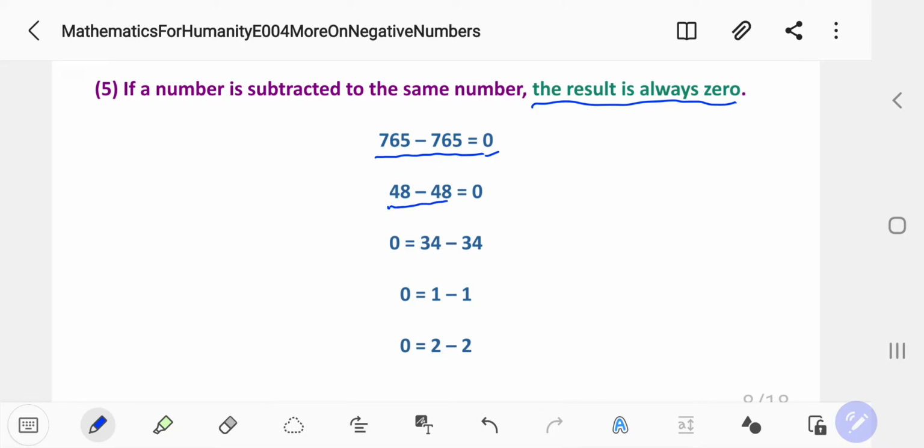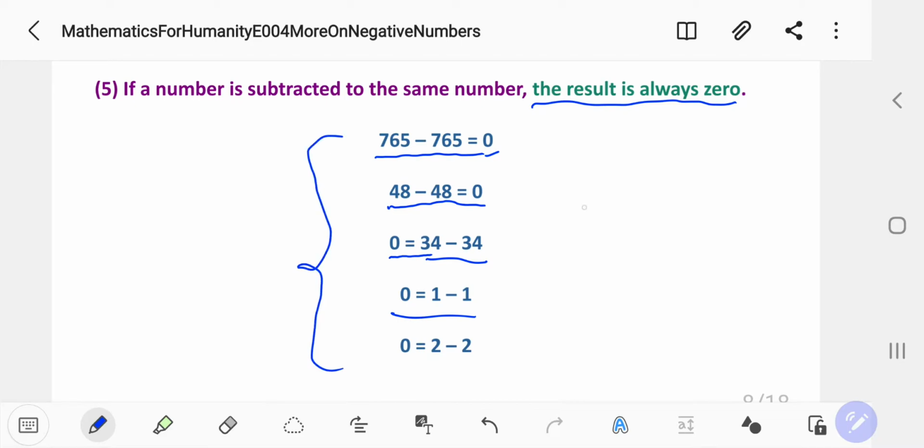48 minus 48 is equal to 0. And then you can write it this way. You start with 0. 0 is equal to 34 minus 34, or 0 is equal to 1 minus 1, or 0 is equal to 2 minus 2. Any number subtracted to itself is 0. You have to understand that.